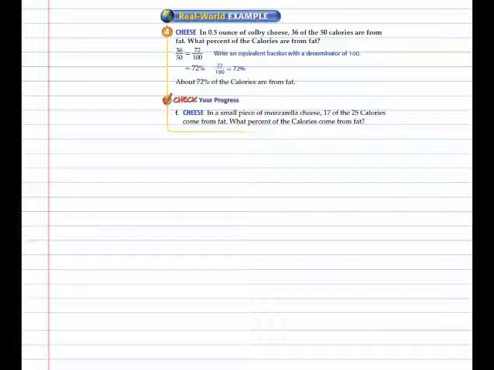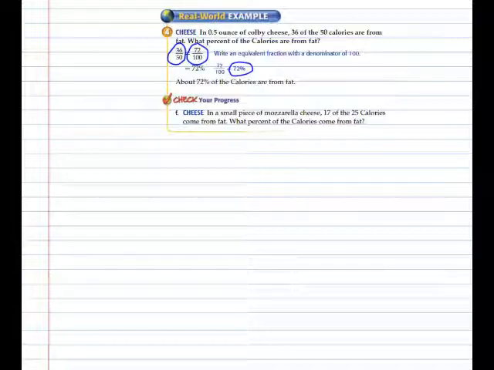In 0.5 ounce of Colby cheese, 36 of the 50 calories are from fat. What percent of the calories are from fat? Well, 36 over 50. Writing an equivalent fraction, you can see I multiply numerator and denominator by 2. Gives me the resulting fraction of 72 over 100. Percent means out of 100, so my answer there is 72%.